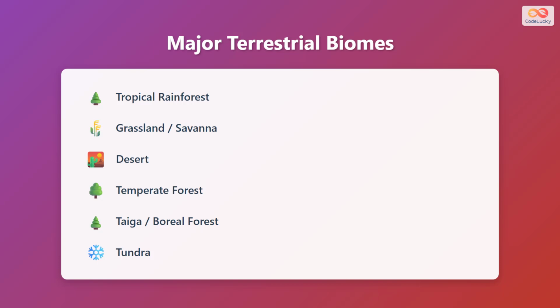There are 6 major terrestrial biomes on Earth. The tropical rainforest, found near the equator with dense vegetation and incredible biodiversity. The grassland or savanna, characterized by wide open spaces dominated by grasses. The desert, where extreme dryness creates harsh conditions for life. The temperate forest, with moderate climates and seasonal changes. The taiga or boreal forest, dominated by coniferous trees in cold northern regions. And finally, the tundra, the coldest biome with permanently frozen soil. Each of these biomes supports vastly different communities of life.